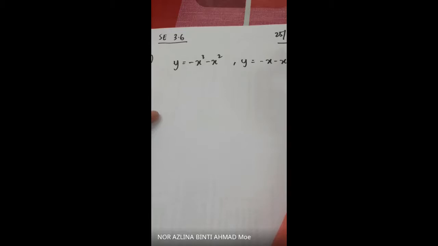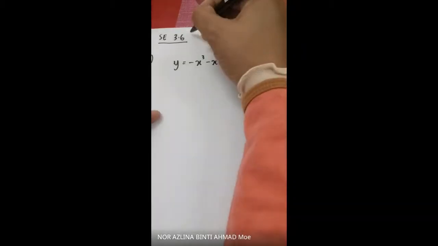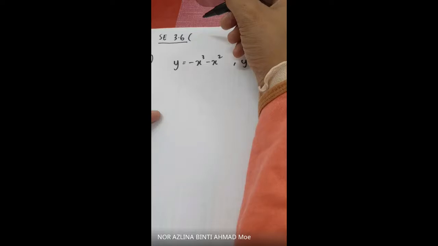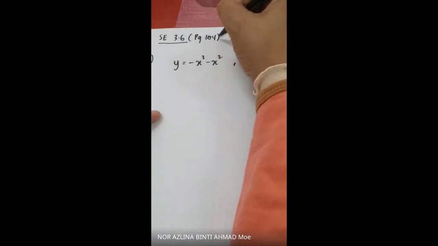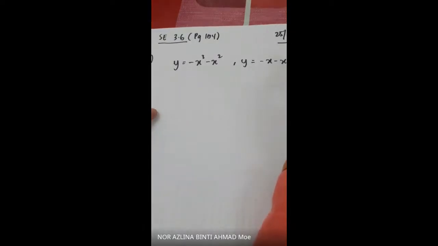So, we discussed self-exercise 3.6. SE is self-exercise 3.6. Page 104. Okay. Number 3A.